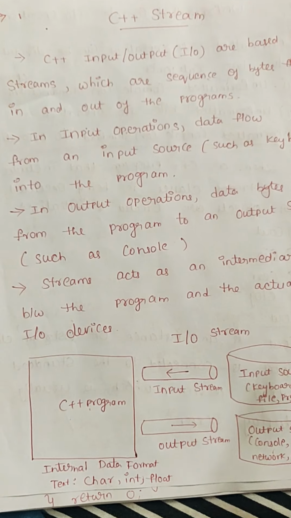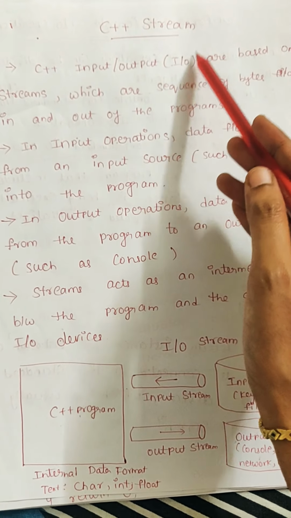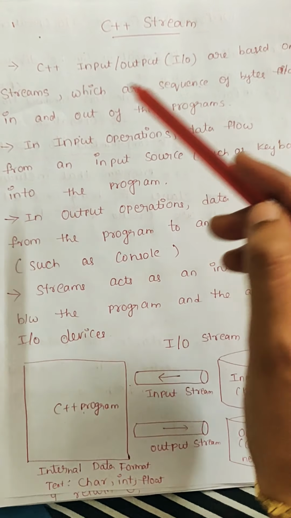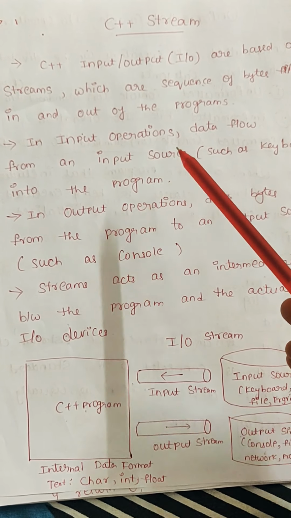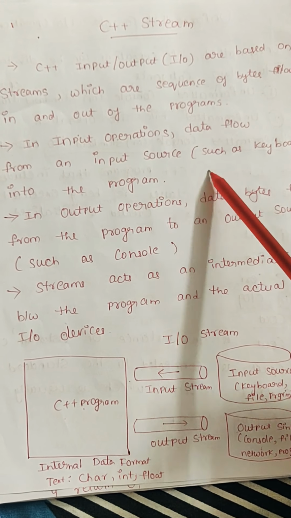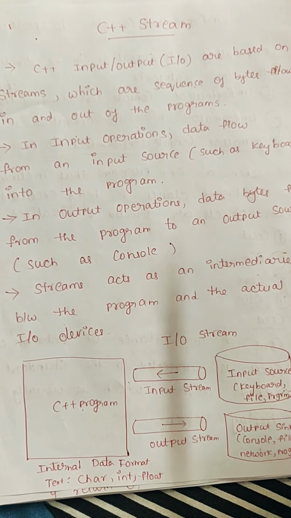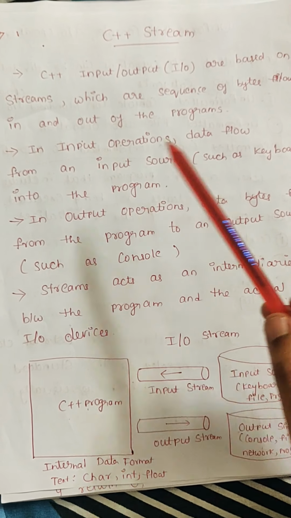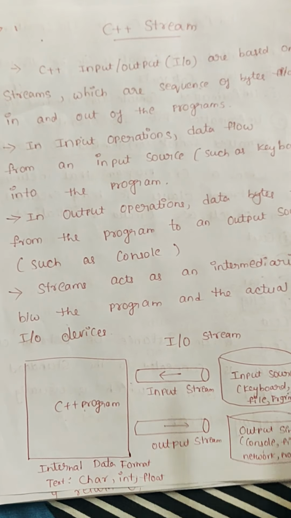This is simply about the C++ stream. What is a C++ stream? It is nothing but a sequence of bytes flowing into and out of the program. How does it flow? In an input operation, data flows from the input source, for example the keyboard, to the program, and from the program to the console. That's it. This is about C++ streams.